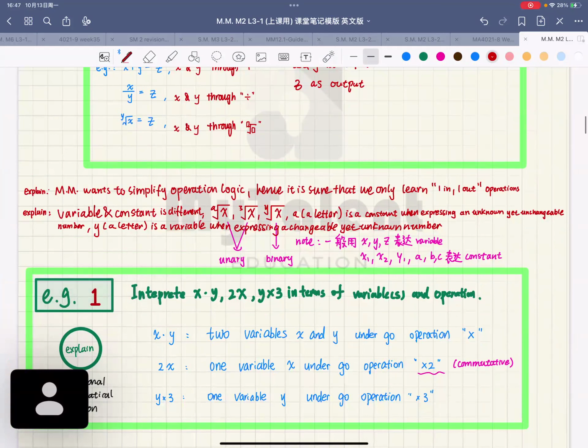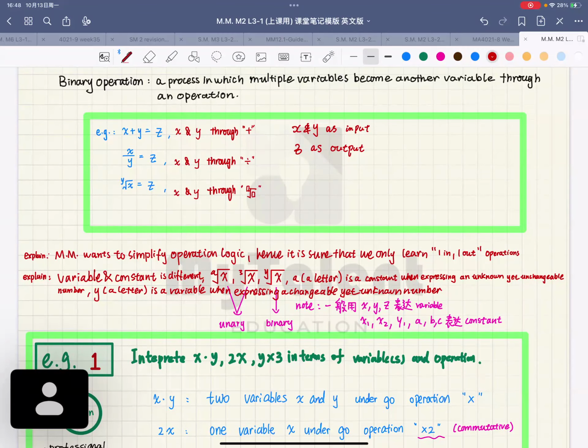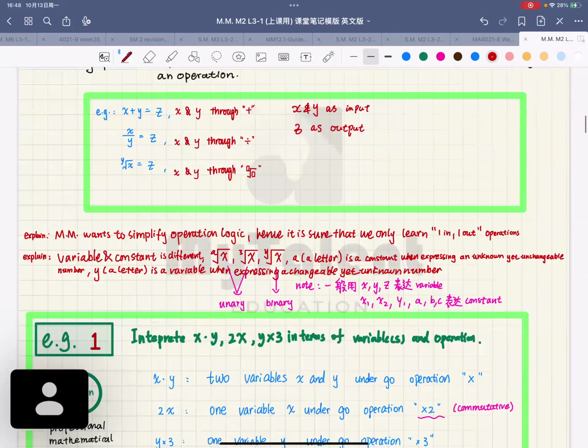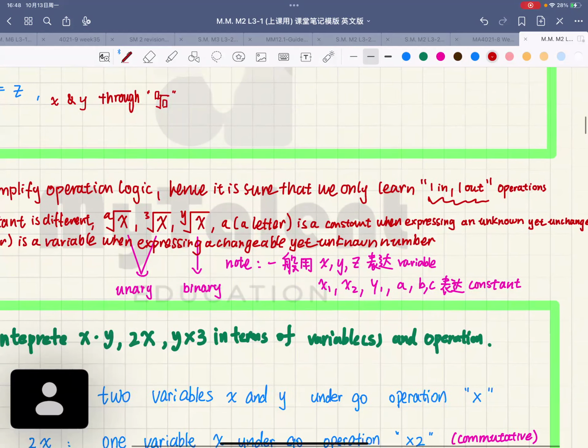Now let's move on to here. So in math method, basically math method wants to simplify the operation logic. Hence, we only learn one input and one output operation. Okay, basically we don't need to worry too much about binary operation. But you need to know the difference. You need to know the difference. But for method, we just worry about one input and one output operations. Okay, does it make sense? Any questions?